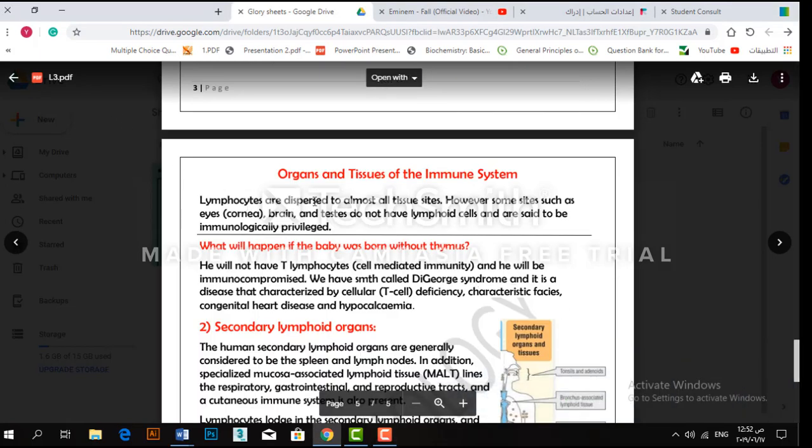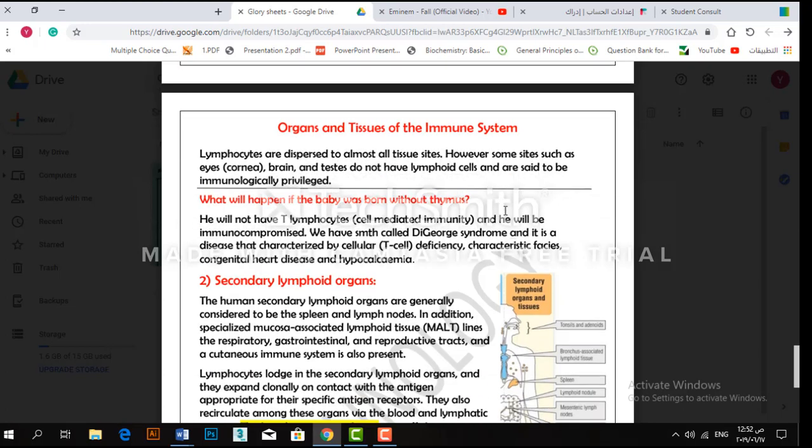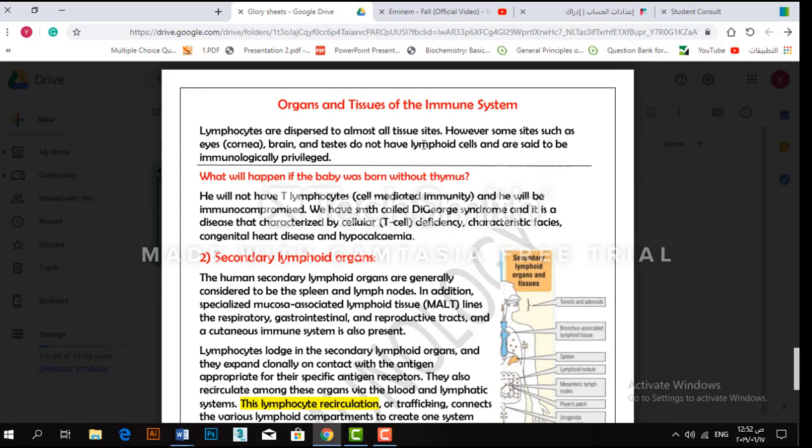Lymphocytes are dispersed to almost all tissue sites. However, some sites such as the eyes, not all the eyes, the cornea, the brain, and the testes do not have lymphoid cells and are said to be immunologically privileged. Okay? Fine. What do you mean by immunologically privileged? They do not have lymphoid cells.